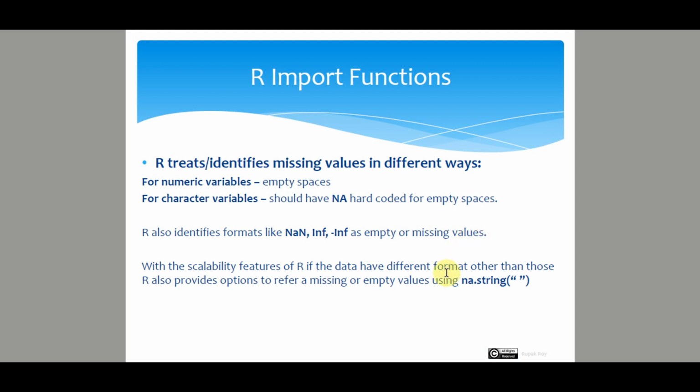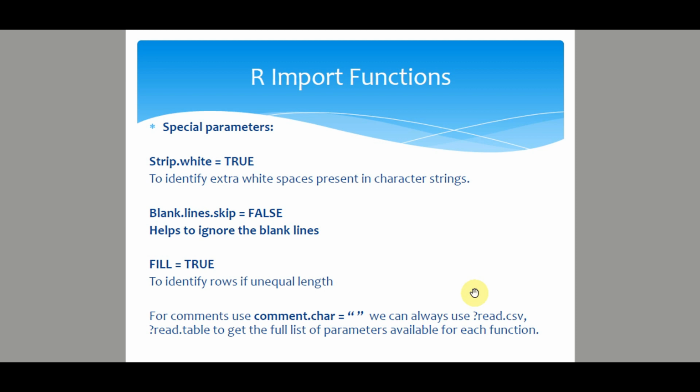If the data has a different format other than those, R also provides options to refer to a missing value or empty values using na.strings. Some of the special parameters that we might encounter in our day-to-day analysis are strip.white equal to TRUE, to identify extra white spaces in character strings, blank.lines.skip, to ignore the blank lines, fill equal to TRUE, to identify if there are any unequal length of rows, and for identifying comments, use comment.char, that is comment character.